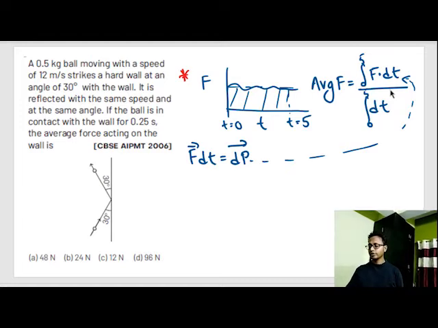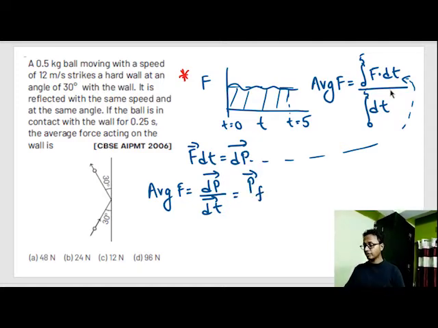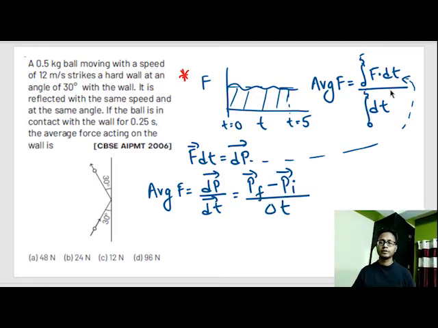So average force is nothing but dp by dt, or p final minus p initial by delta t, or time final minus time initial. Okay, now what is final momentum?